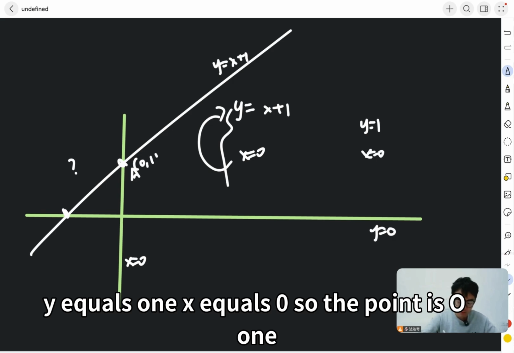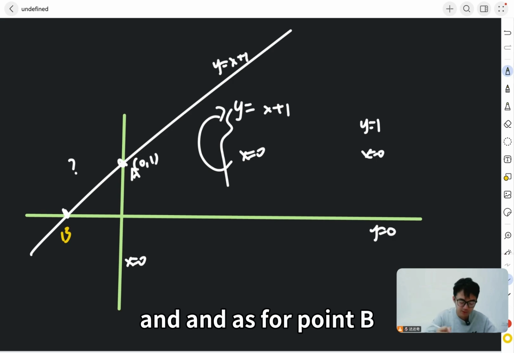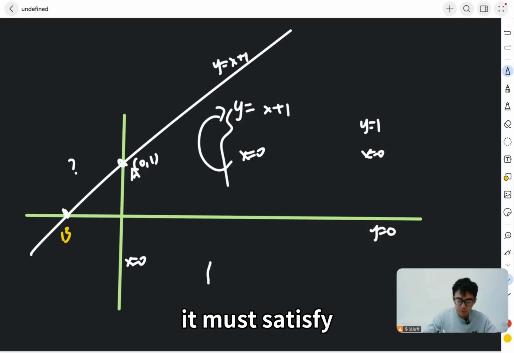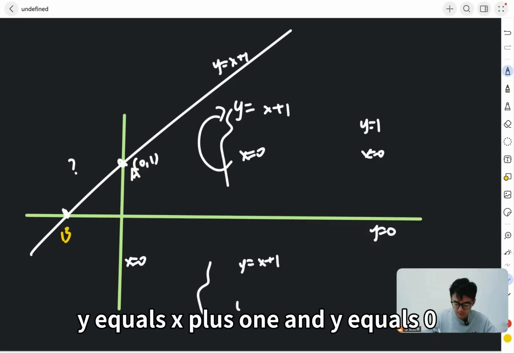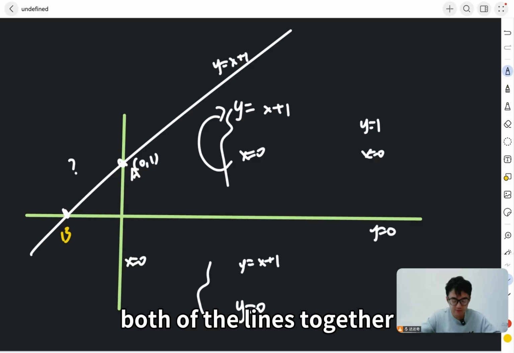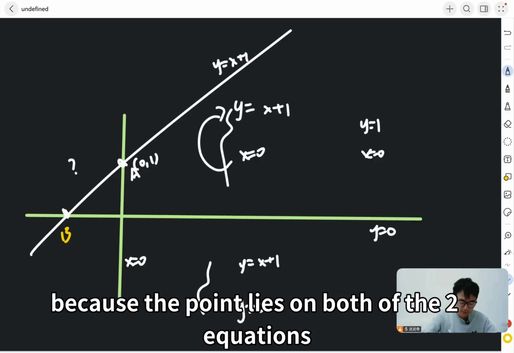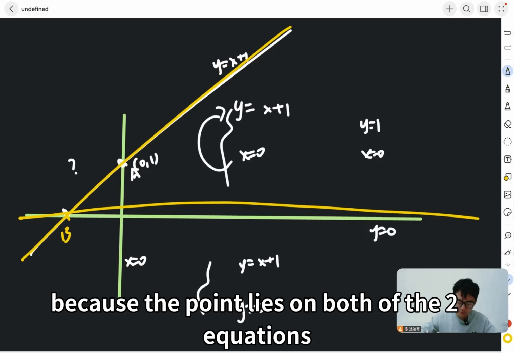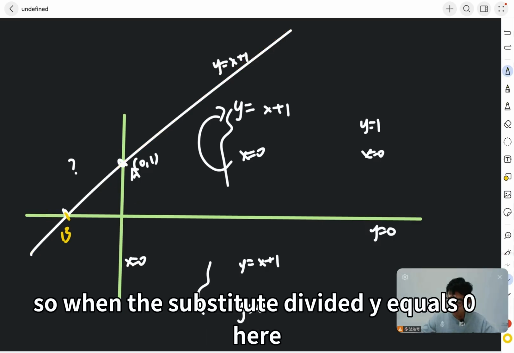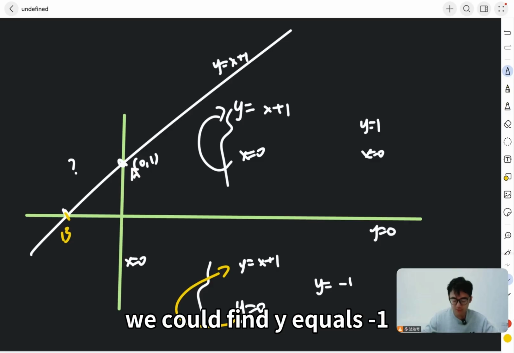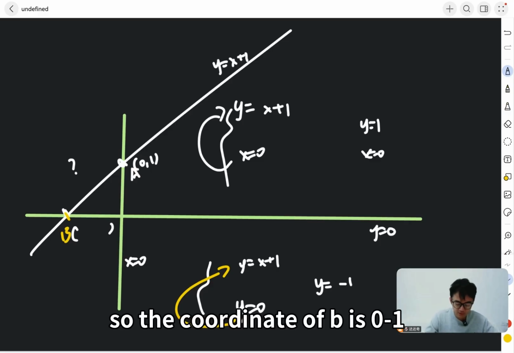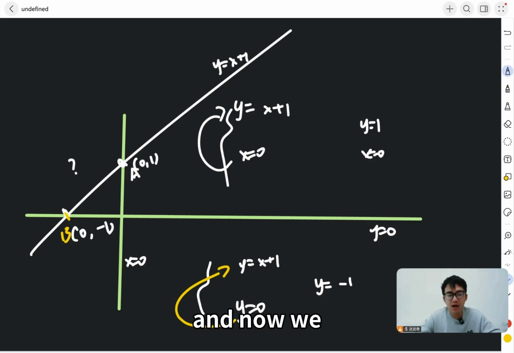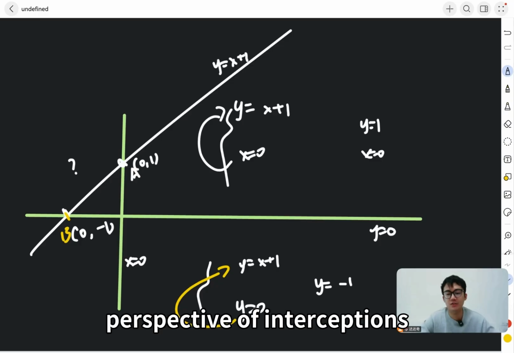So if we combine them together, we will find y equals 1, x equals 0. So the point is 0, 1. And as for point B, it must satisfy y equals x plus 1 and y equals 0, both of the lines together, because the point lies on both of the two equations. So when I substitute the value of y equals 0 here, we could find x equals minus 1. So the coordinate of B is minus 1, 0. And now we understand the relationship between the line and the axis from the perspective of intersections.